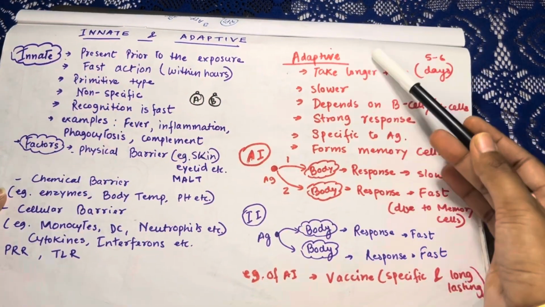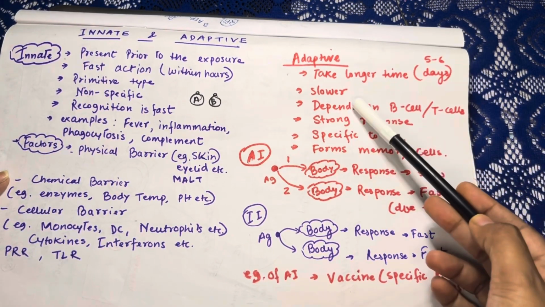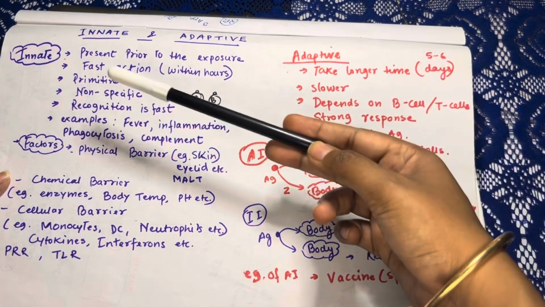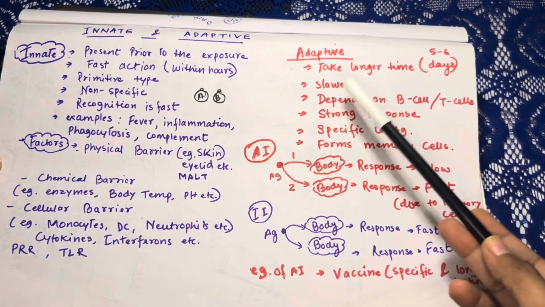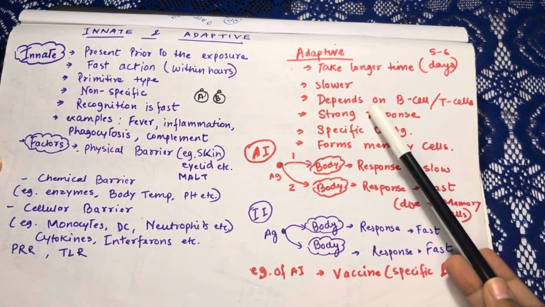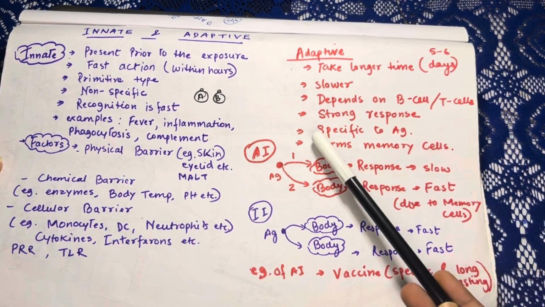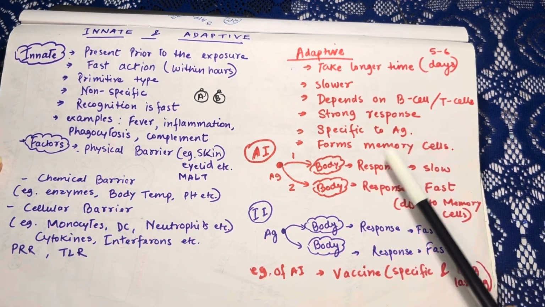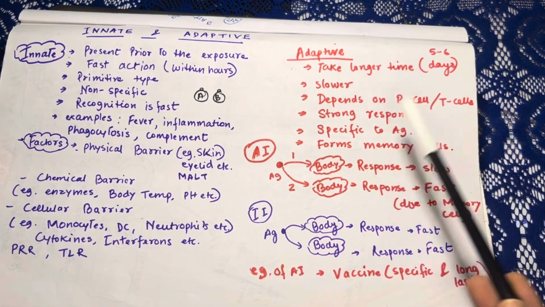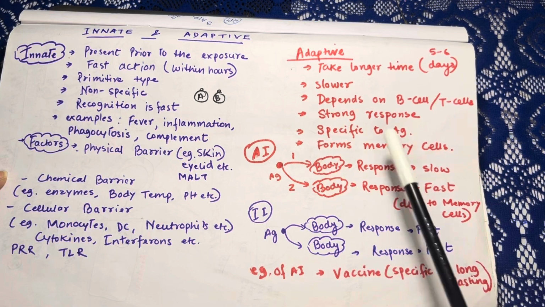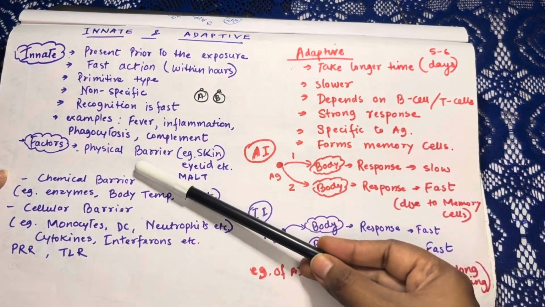In case of adaptive immunity, what happens? It takes longer, 5 to 6 days, and it is slower but long lasting. It depends upon the B and T cells as discussed before. The response is strong. It is specific to antigen and it forms memory cells. Adaptive immune system is very specific and it forms memory cells, but in innate immunity there is no formation of memory cells.